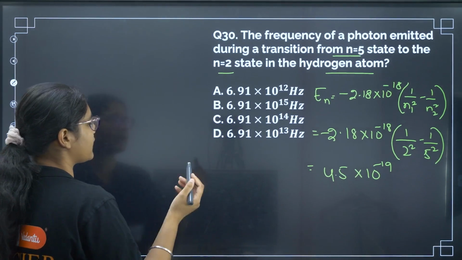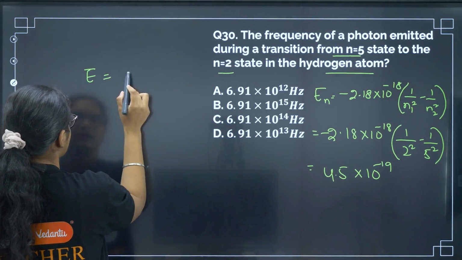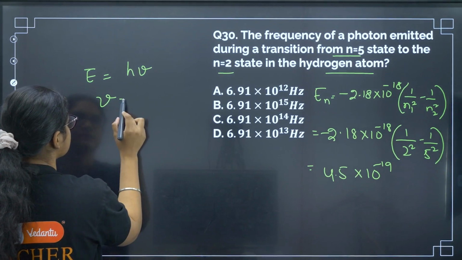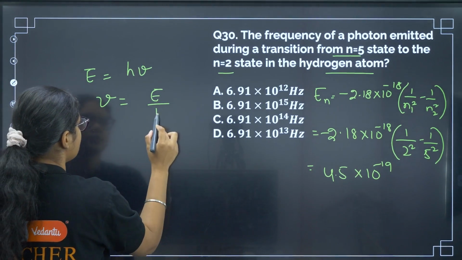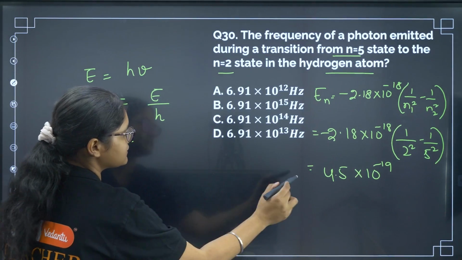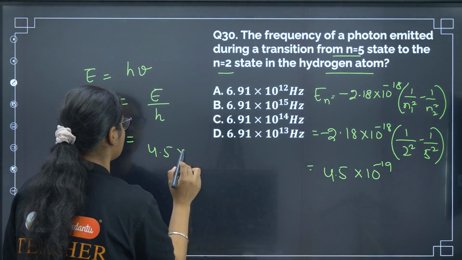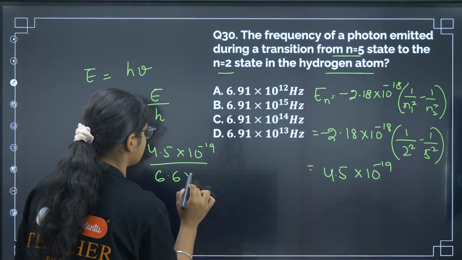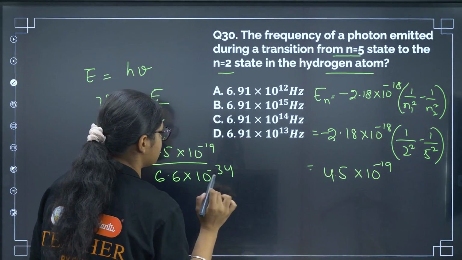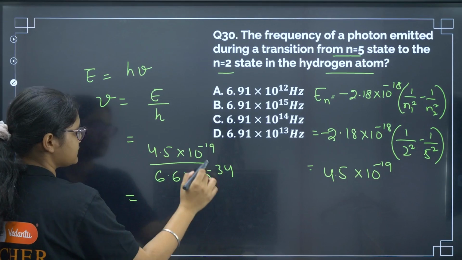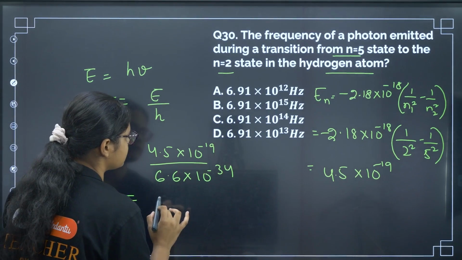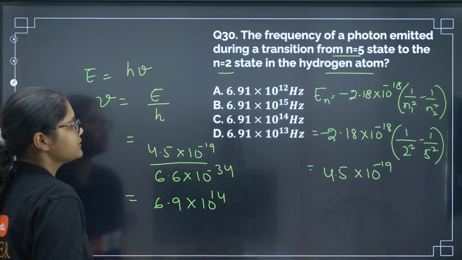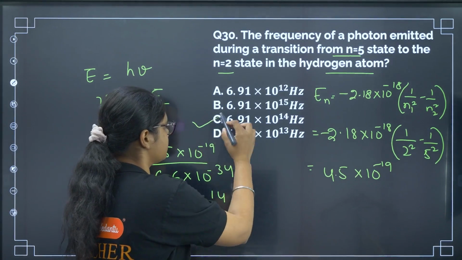Now the question is to calculate the frequency. So for frequency we can write E is equal to h nu, right? So I can write frequency will be equal to E by h. The E value is given to us, 4.5 into 10 to the power of minus 19, and h is 6.6 into 10 to the power of minus 34. Now if you solve this value, the answer you will get should be somewhere around 6.9 into 10 to the power of 14. So the correct answer for this question is option number C.